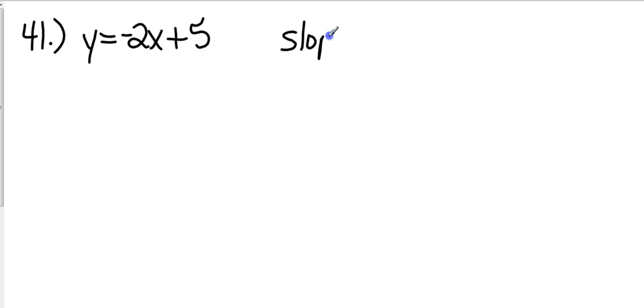The answer to number 41 is y equals negative 2x plus 5. Okay, what they had given you originally is they told you that the slope was negative 2 and that the y-intercept was 5. So I just take those two things and I substitute them into y equals mx plus b form. Okay, these are some quick problems. We should be able to get these fairly easily.